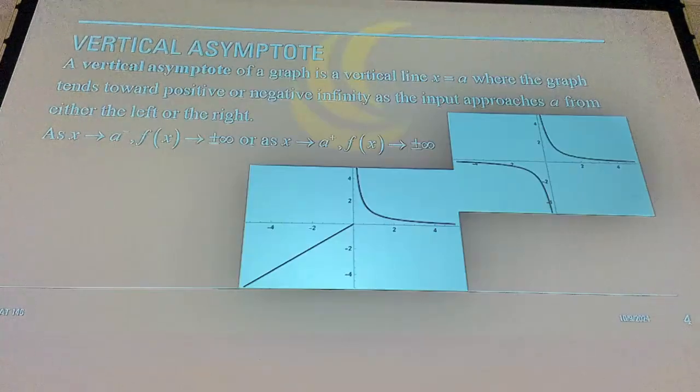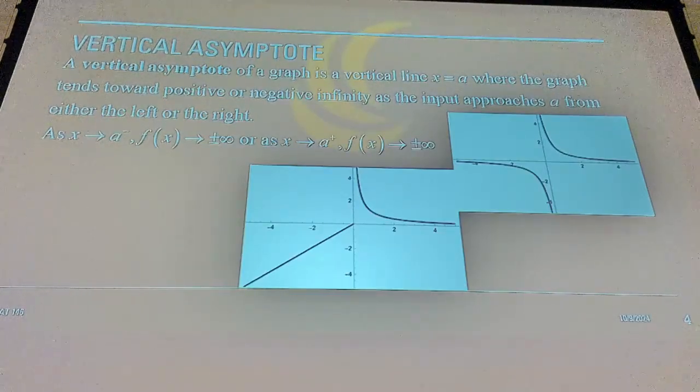So I give you that second graph. Does that graph make that above statement true? Does the function tend to either positive or negative infinity on one of the sides? Which side? The right. You come in from the right. So since that statement is true, x equals 0 is a vertical asymptote.